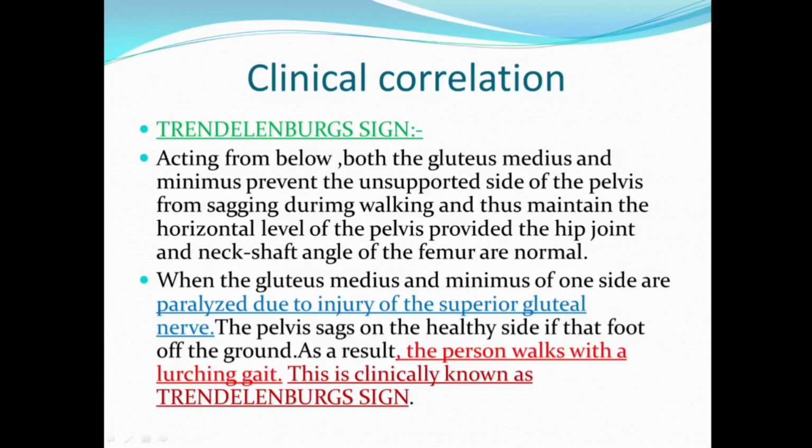Hence the person walks with a lurching gait. Now we will understand the meaning of a lurching gait. Gait is the person's manner of walking, and lurching means making an abrupt or unsteady movement. So because of the injury to the superior gluteal nerve, the pelvis sags, and the person walks with abrupt, unsteady movement. This is clinically known as the Trendelenburg sign.